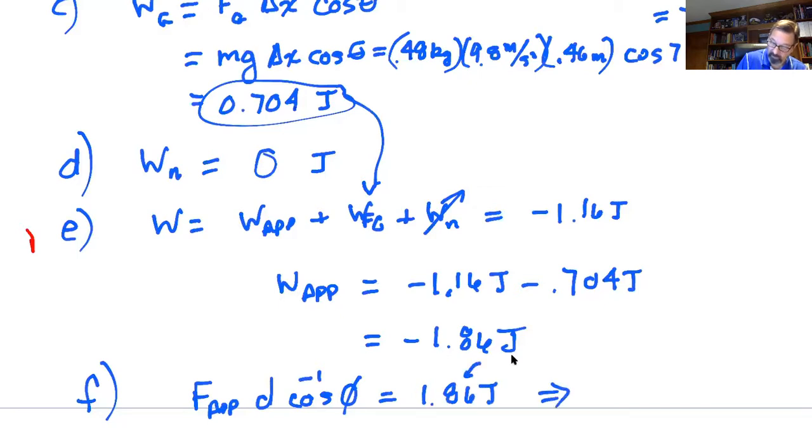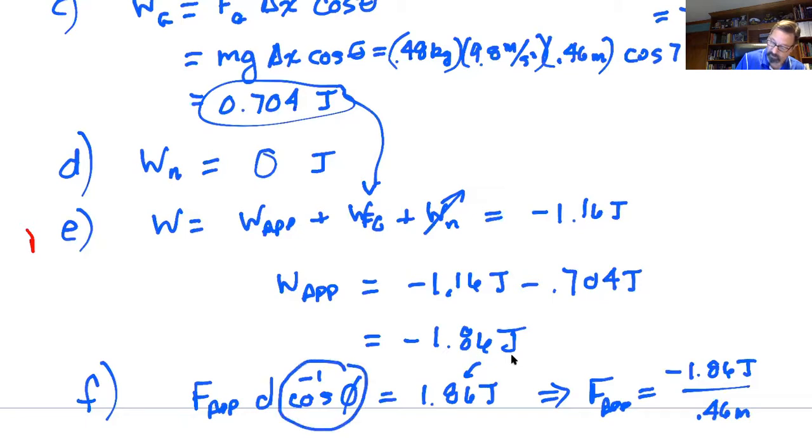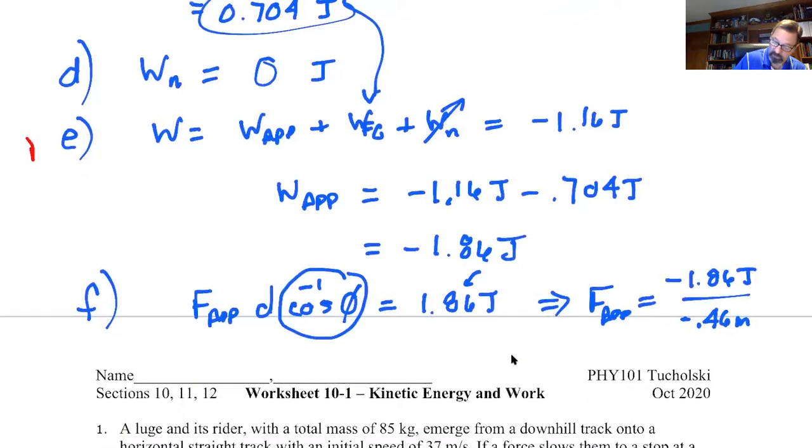And so in order to find that force from the applied force, the force of the tension or somebody pulling on it, whatever it is, I just take minus 1.86 joules and I divide through by the displacement, 0.46 meters, and the fact that the cosine of 180 degrees is minus 1. And sure enough, I get that force that I need. It's now a positive force, positive 4.06. So about 4.1 is probably the right answer here. A joule divided by a meter is a Newton.